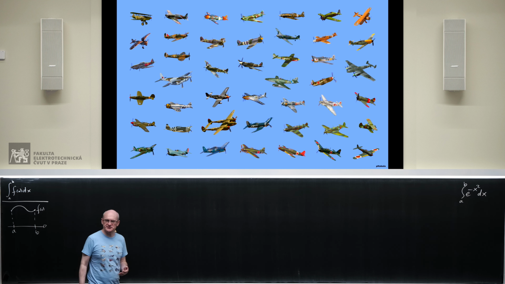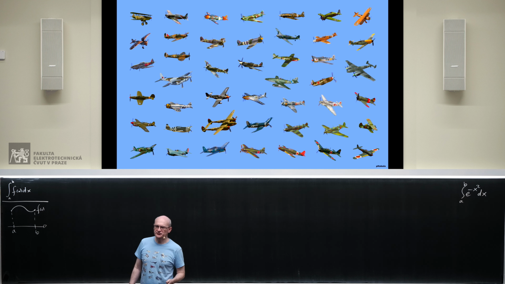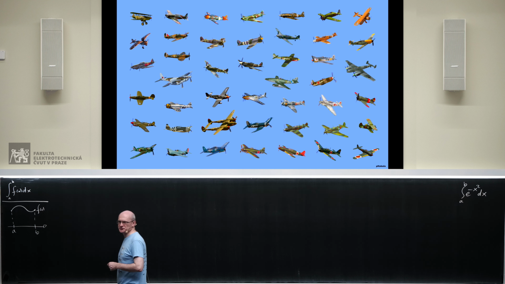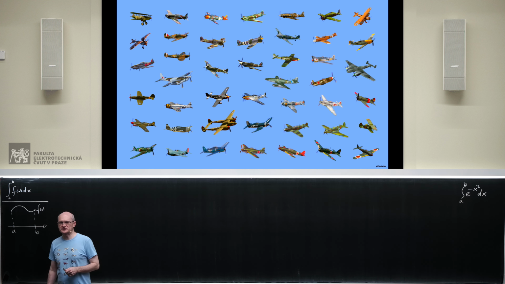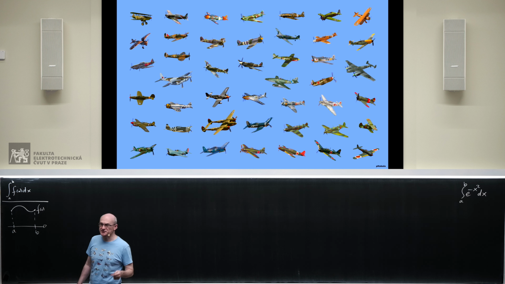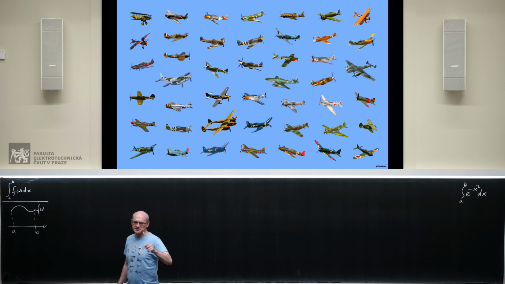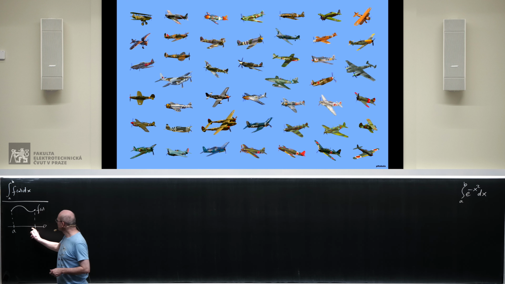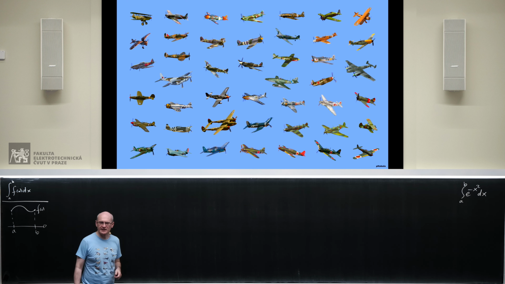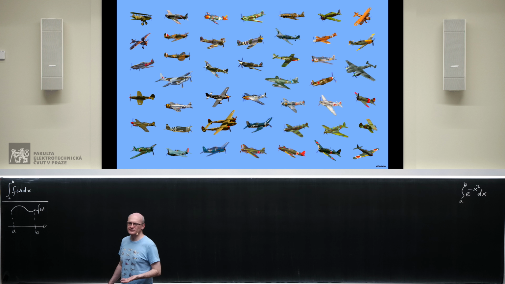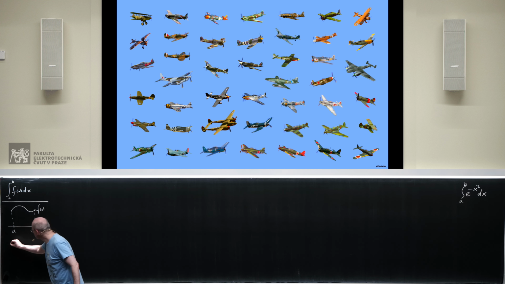So if we want to do something applicable, we have to restrict our attention to nice partitions. Namely, we are going to focus on partitions which are so-called equidistant, which means that the segments are all of the same length. And if you want to take an interval and divide it into segments of the same length, you need to know how many of them there are, and that's it. That's all the information that you need to start with.